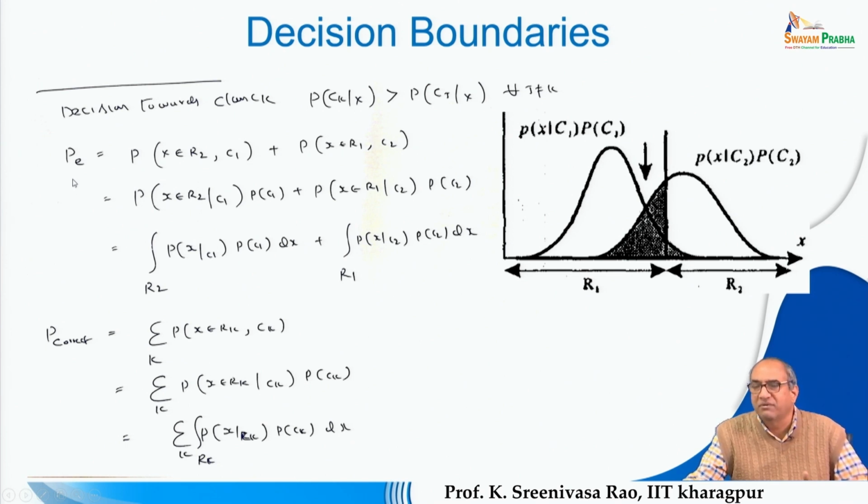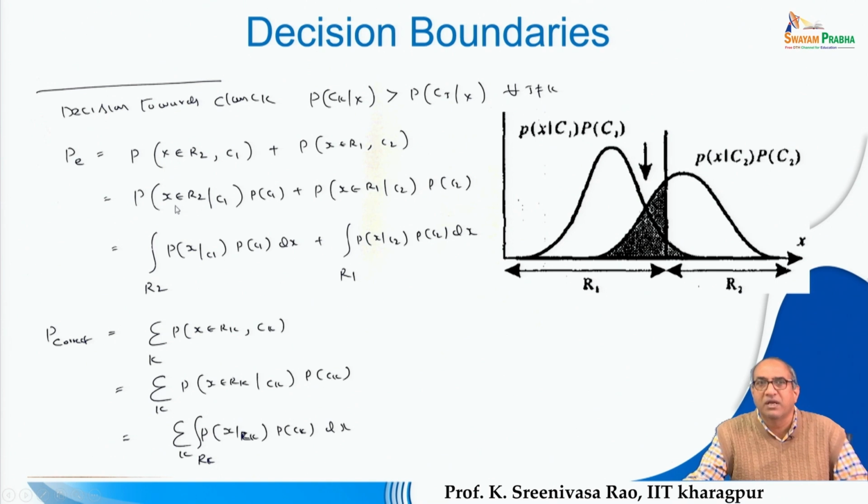We try to minimize that in various ways, either by increasing the feature vectors or by using an appropriate decision mechanism and so on. Since it is a joint probability, you can write it like this. A joint probability can be written in terms of conditional probabilities, right? Probability of x belongs to R2 given C1 times the probability of C1, and likewise you can write the other. And this is nothing but the probability of x given C1, which belongs to R2.